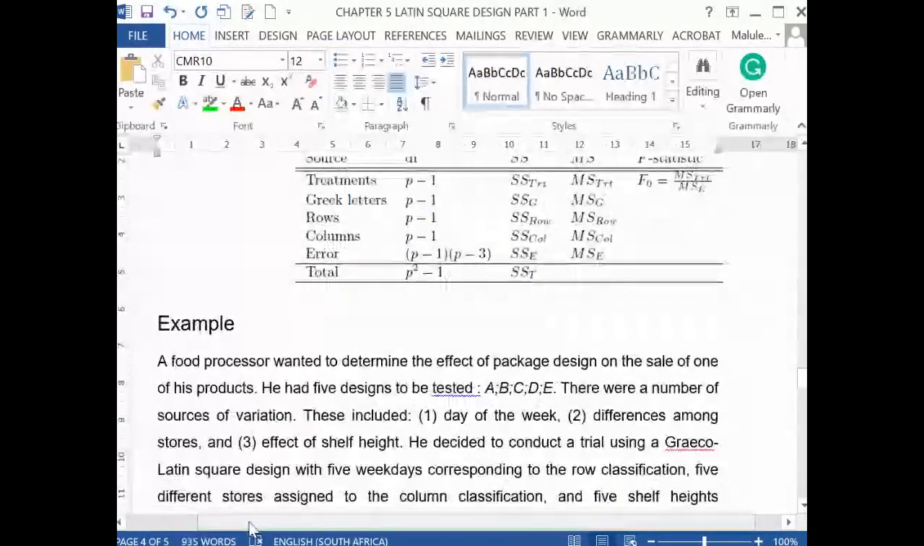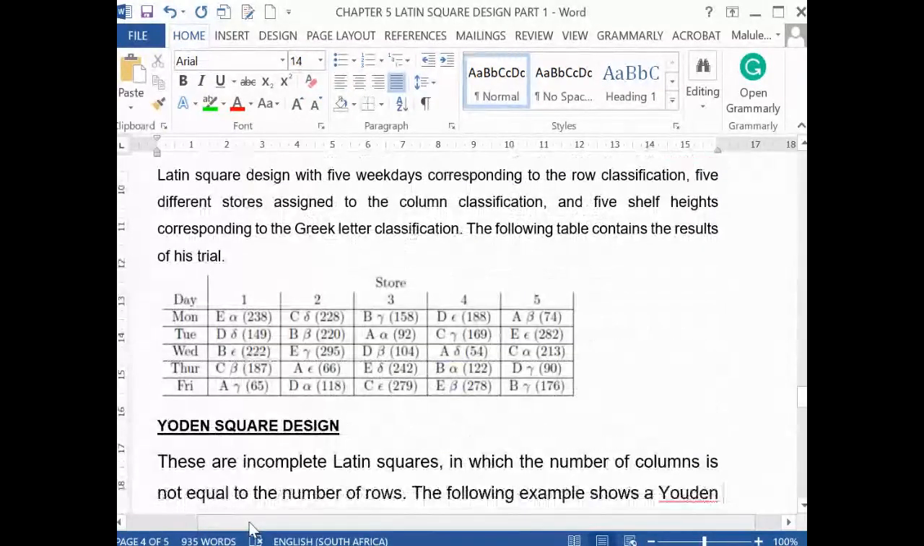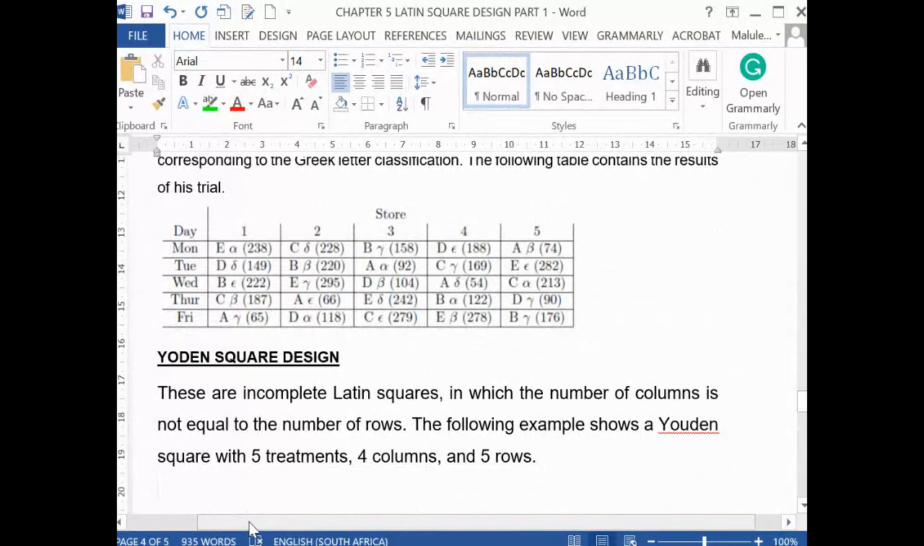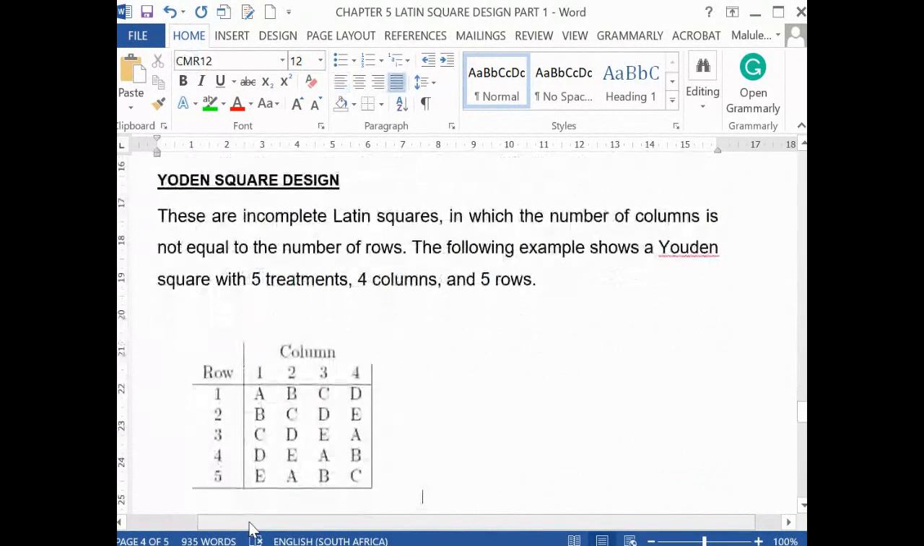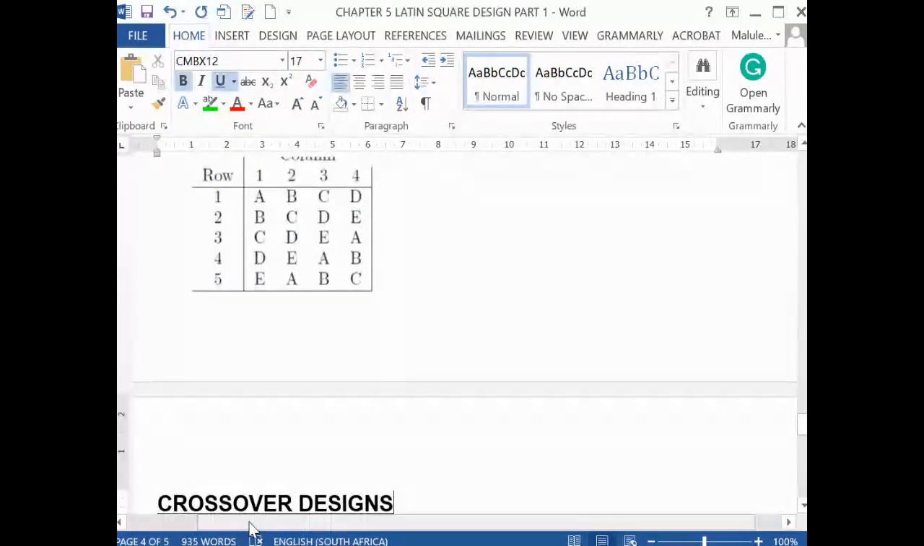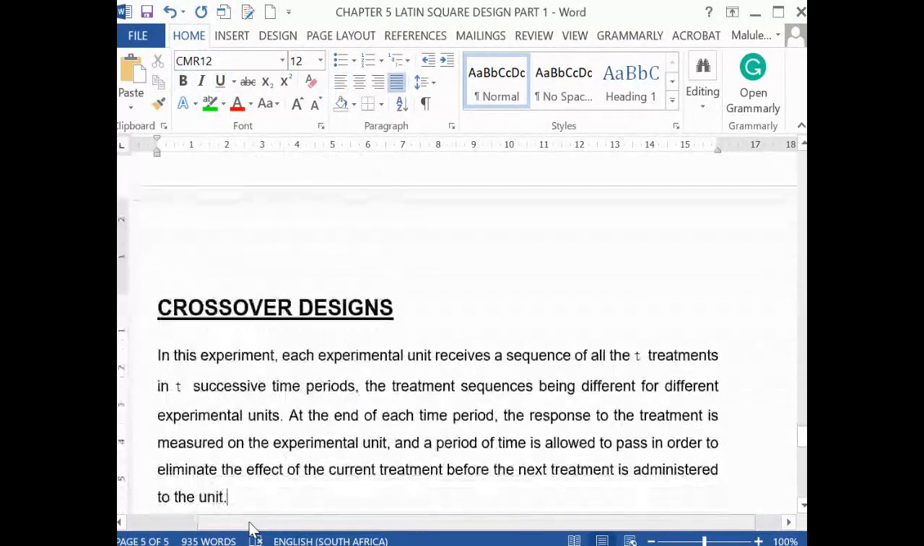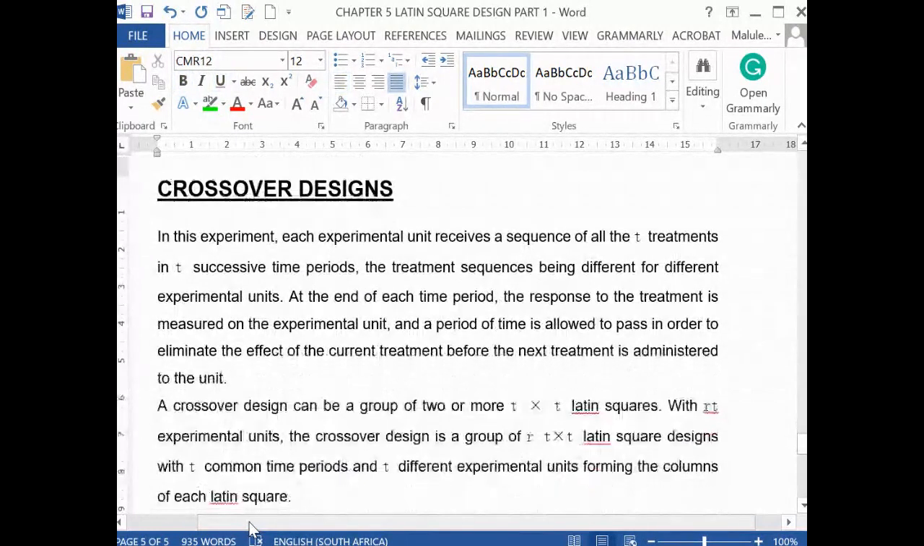Just go through this example. Next week, we'll do it together on Tuesday. The Youden square design I'll also explain there, but don't expect any calculations for this design. Just know the theory part. And the last one will be the crossover design, which is still a Latin square design. I will be able to finish all these things on Tuesday. When you have time over the weekend, just go through the notes.